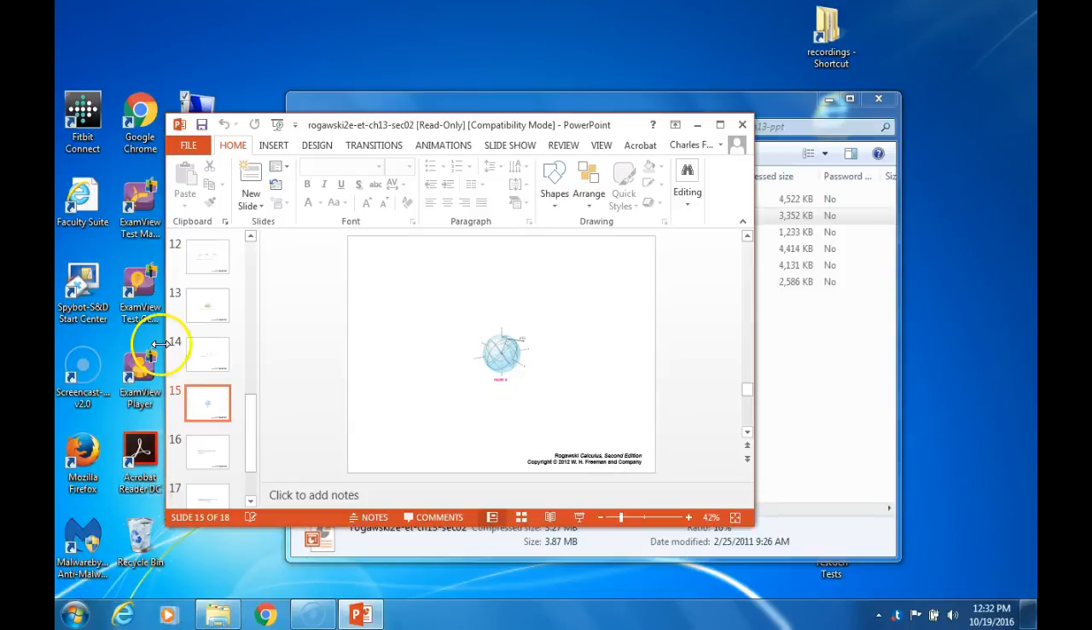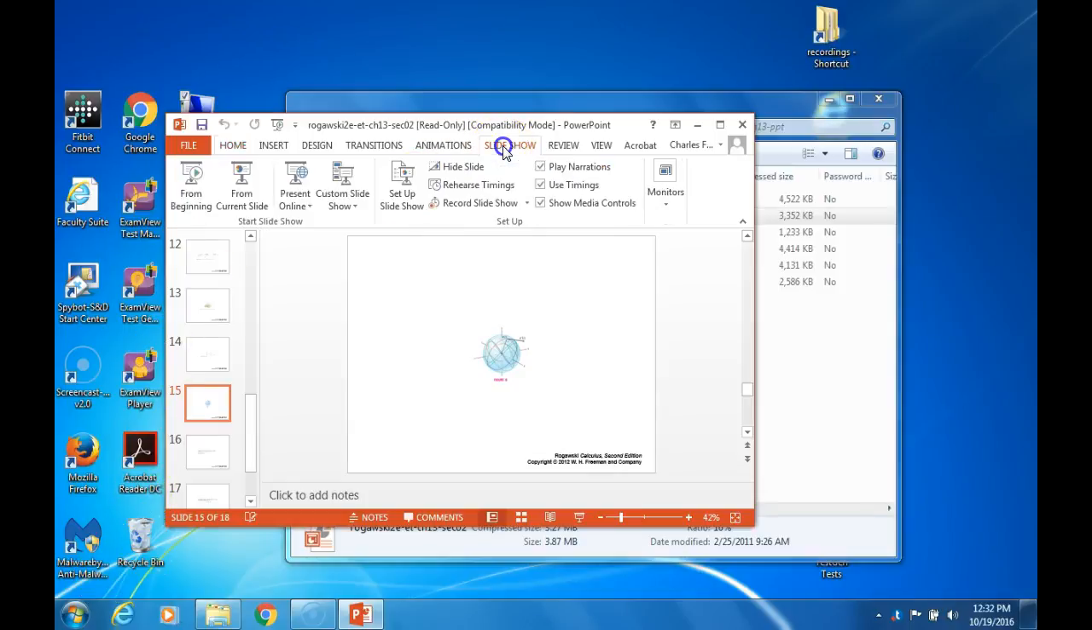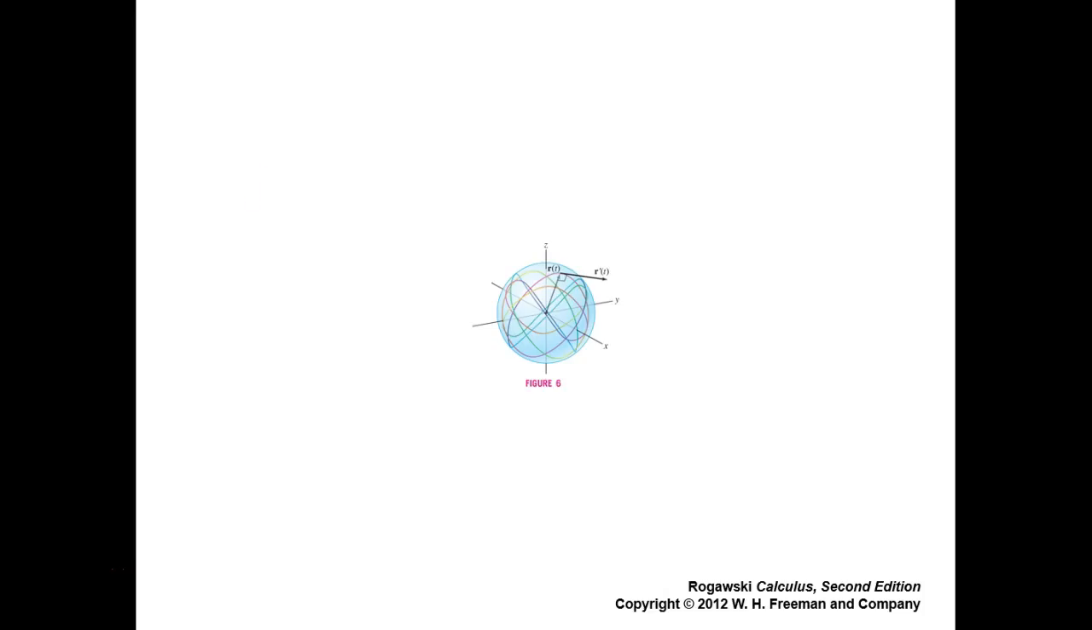Okay, first thing I want to know, any questions on anything we've covered so far? None? All right. Now, we did example 6 on the cycloid. We're getting ready to do the one that this figure refers to.